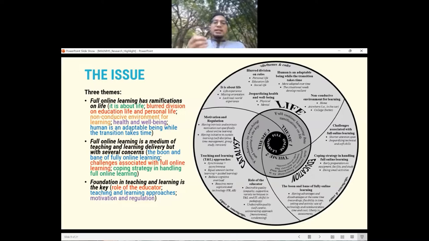And this also creates a non-conducive environment for learning. Spending more time on online learning creates poor health and well-being. They have a shorter attention span. They have more chance to get migraine and also myopia. But humans are adaptable beings. This is what we learn. We can adapt to whatever challenges and difficulties we face.